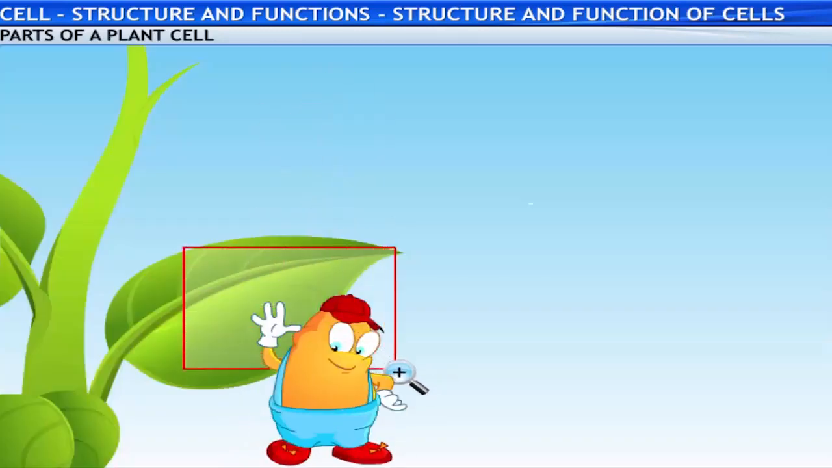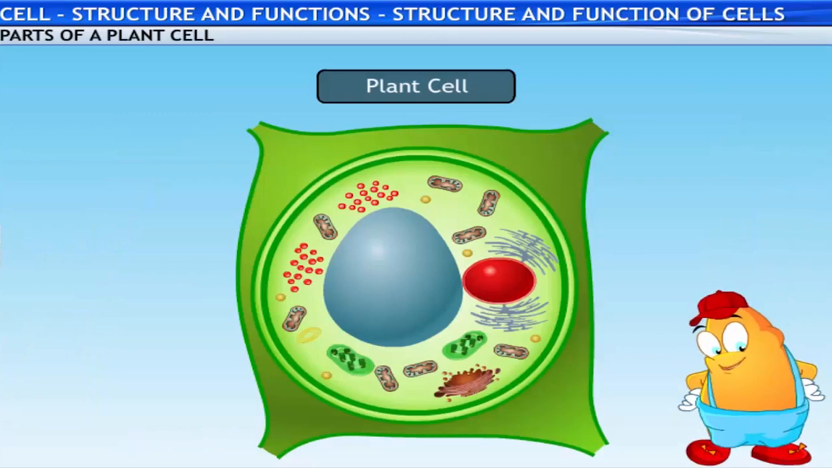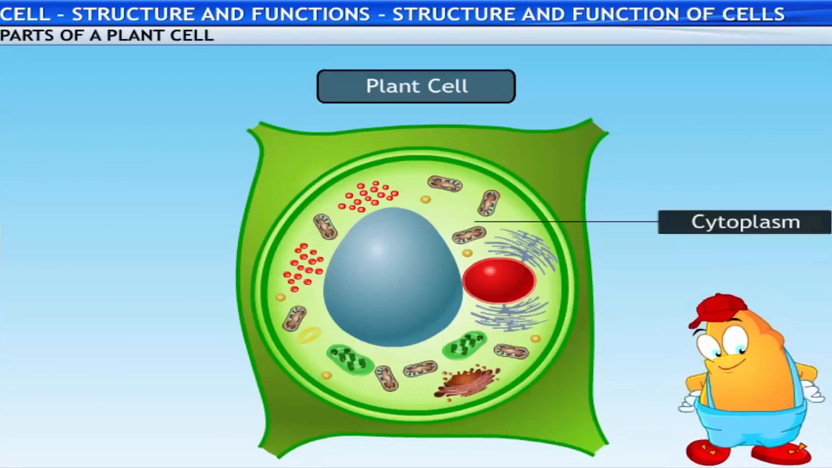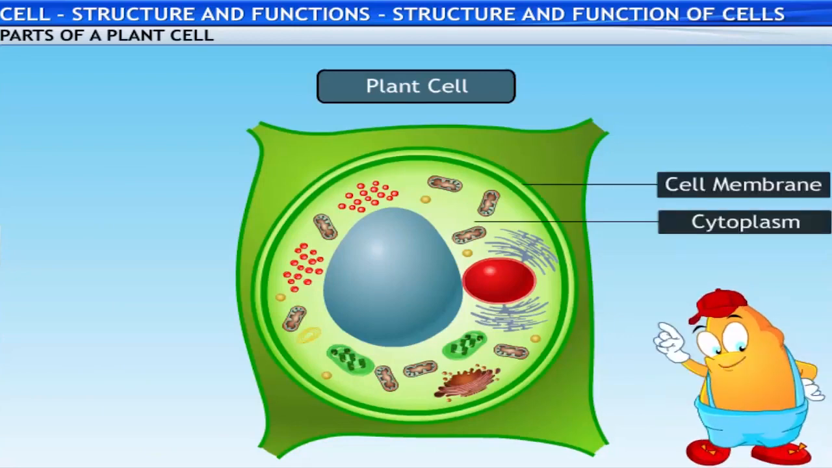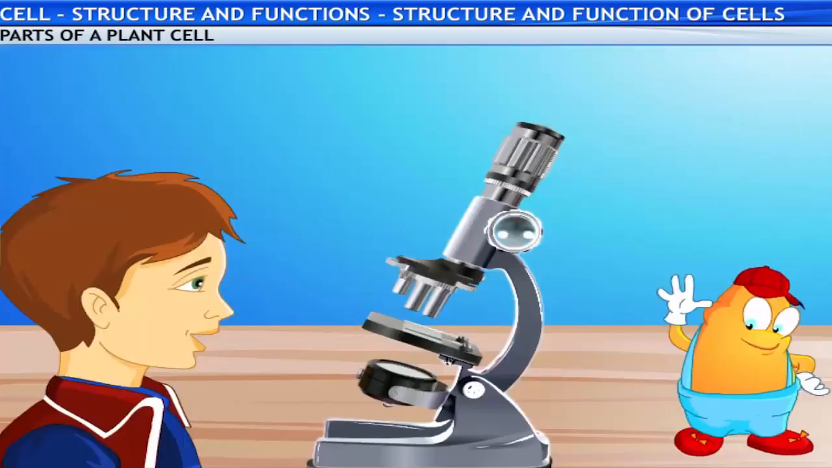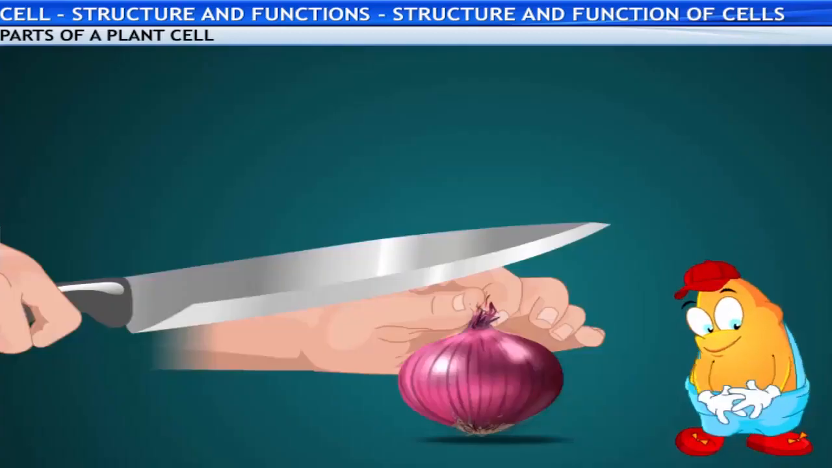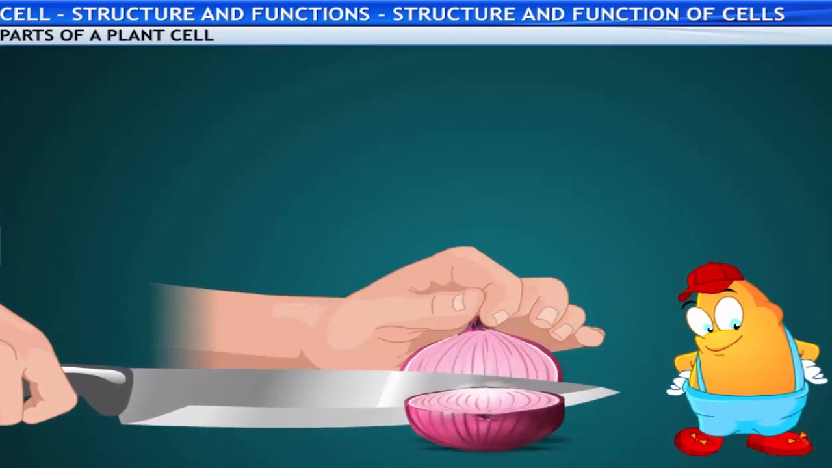Well, each component of a cell has a specific function associated with it. Let's look at the structure of a cell first. The basic components of a cell are cytoplasm, cell membrane, and nucleus. Actually, I can show you these parts using a microscope. Let's take a sample for viewing.